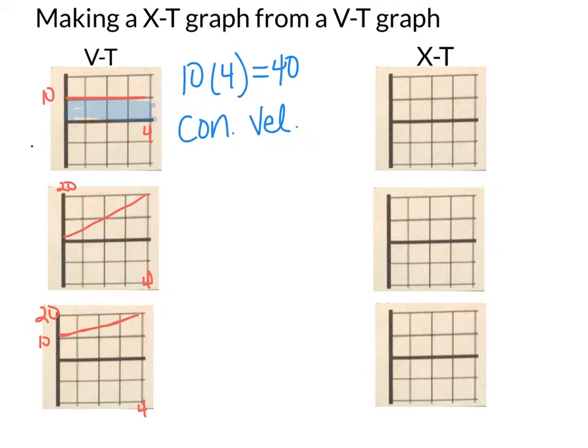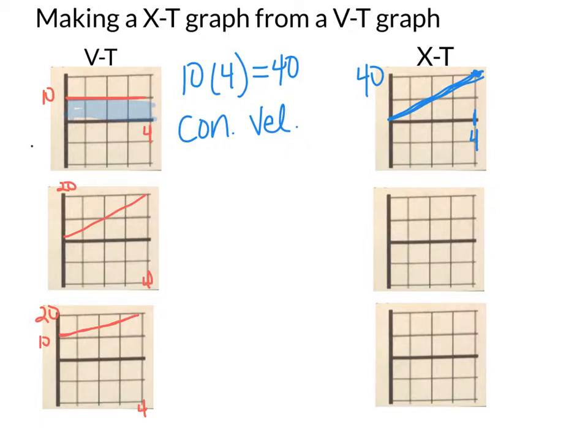So to draw your position time graph, during that same time interval of 4 seconds, we have gone a distance of 40. Since it's positive area, I'm going to go up on my graph and plot my point there. Then to determine what kind of line, I'm going back to that constant velocity. And I know on a position time graph, a constant velocity is shown by a diagonal line.